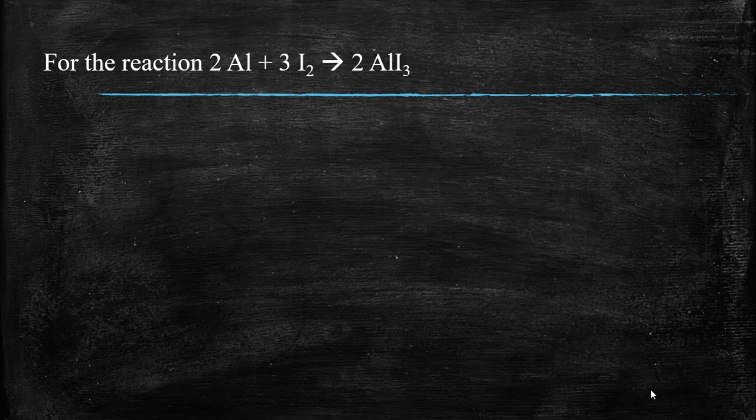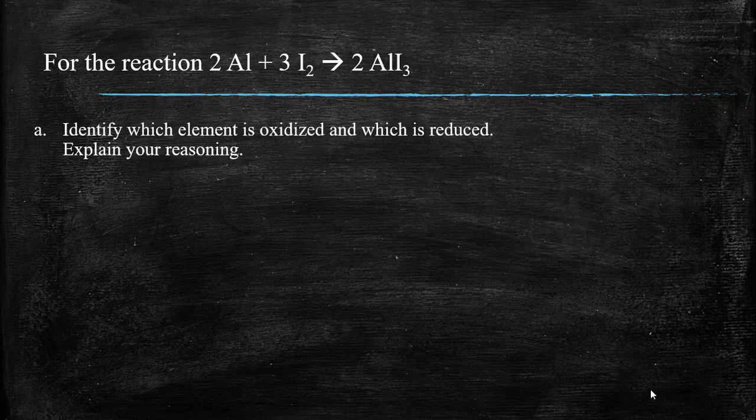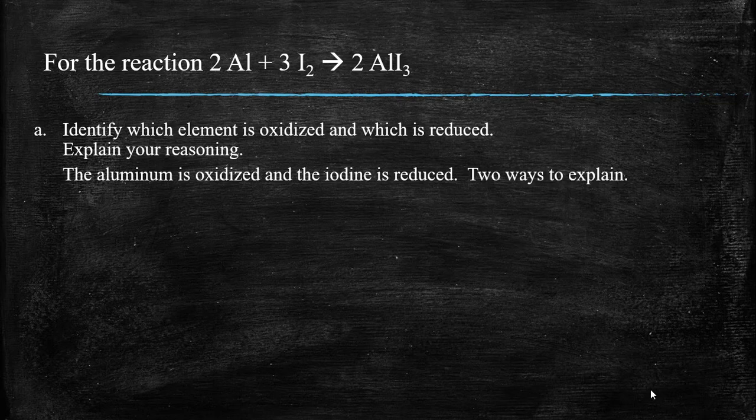In this question, you are asked about the reaction of aluminum and iodine to make aluminum iodide, and you're asked two questions. The first is to identify which element is oxidized and which is reduced, and you have to explain your reasoning. The answer is the aluminum is oxidized and the iodine is reduced. There are two ways to explain this.